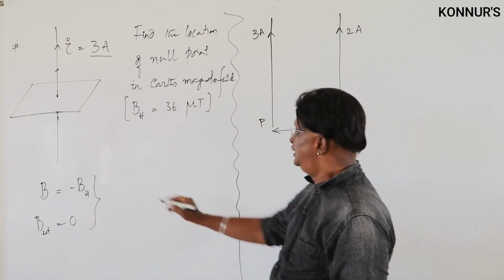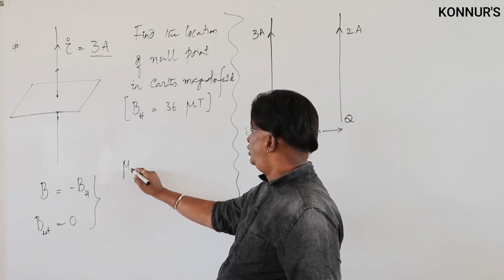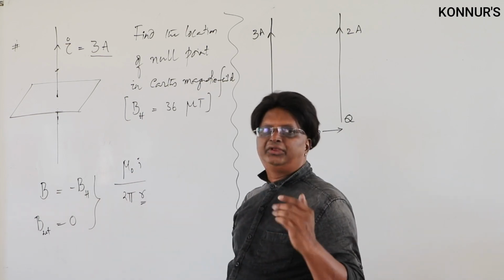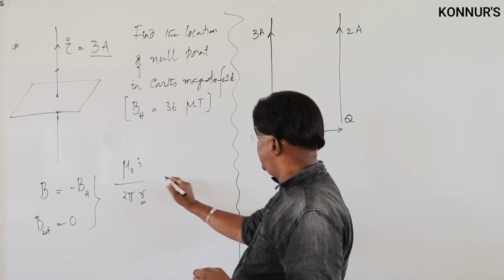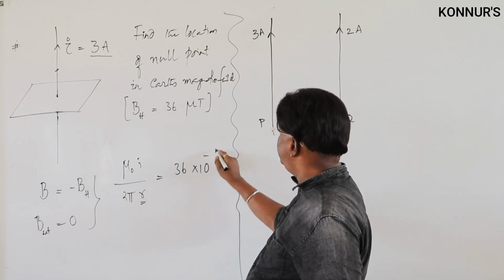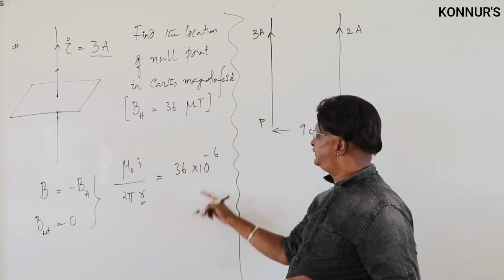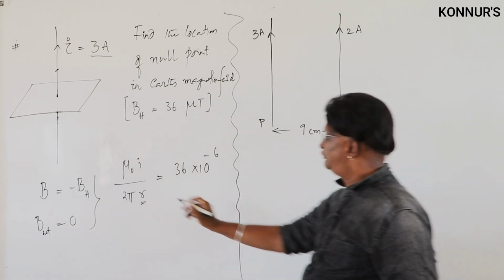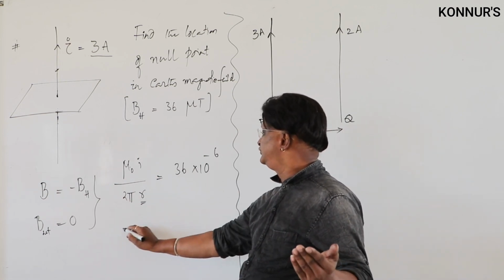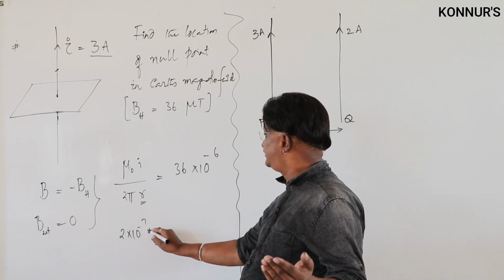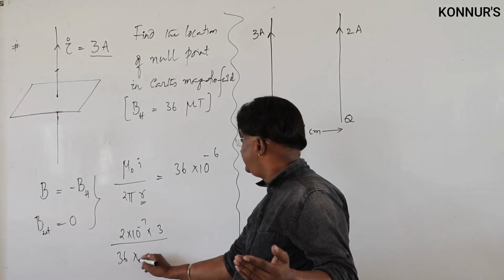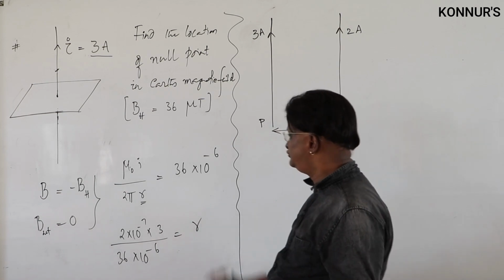Now let us write the condition. B due to straight conductor, therefore I am writing mu naught I by 2 pi R, where R is the distance of the null point from the straight conductor, which we have now to determine, and this value is equal to BH, given to be 36 into 10 raised to minus 6. Don't forget this submultiple: micro Tesla, I said 36 into 10 raised to minus 6. Mu naught by 2 pi: mu naught I told you is 4 pi into 10 raised to minus 7. Therefore this is 2 into 10 raised to minus 7. And this I is going to be 3 ampere by 36 into 10 raised to minus 6. And this is the value of R.